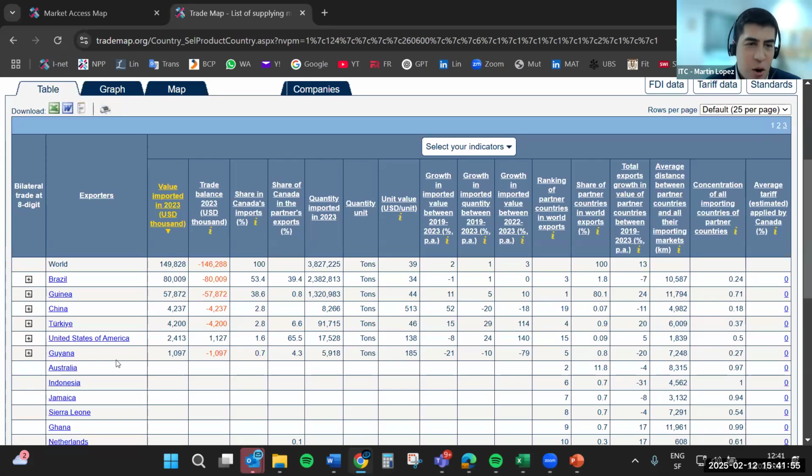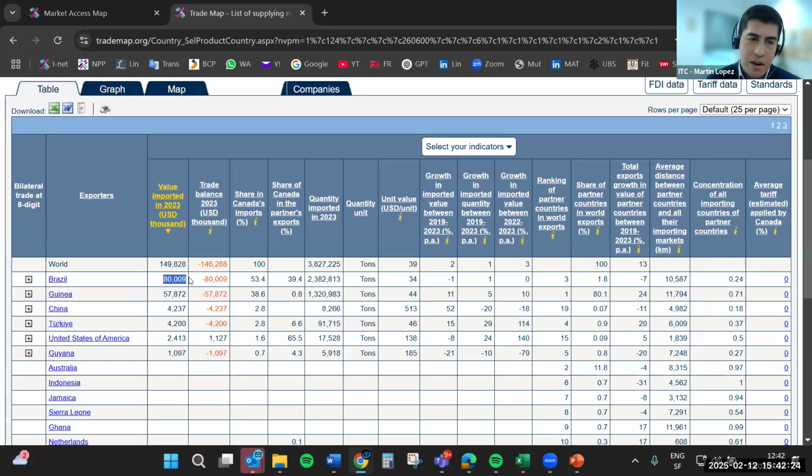Sorry that I don't see Oman here, but this can help you anyway understand what are the largest players in that market that you could be targeting one day. And this helps you in this way. This can give you, for example, information on the value imported from Brazil, from Guinea, from China. Very important, always remember to add in your mind 3 zeros to these figures.